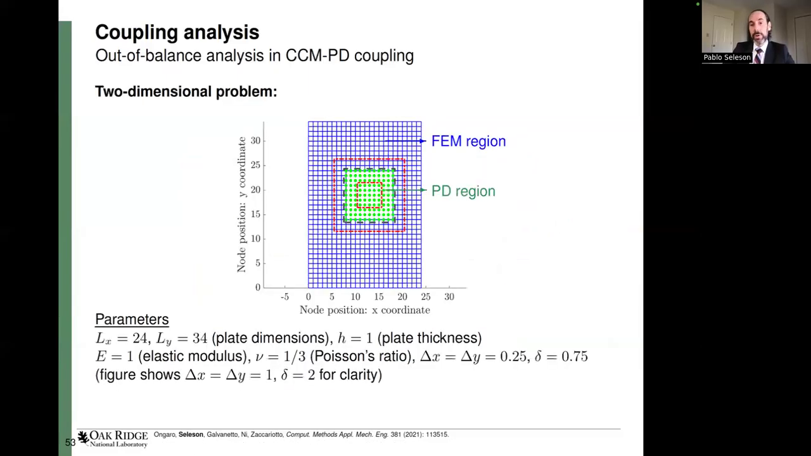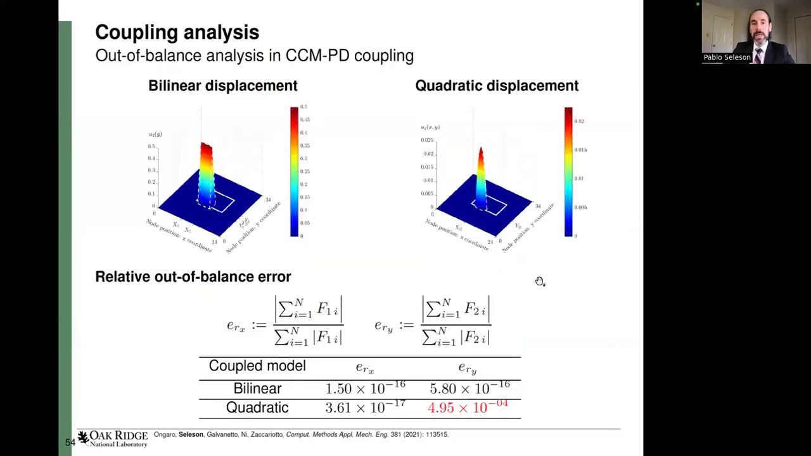Looking into a two-dimensional problem, we can look into a peridynamic region surrounded by a finite element region. So this is like a plate. And what we're going to do, first we're going to apply a bilinear displacement over a straight interface, and then a quadratic displacement over the interface. And again, we can confirm that when we have this bilinear deformation over the straight interface, the errors are negligible, but when we apply the quadratic one over the interface, then the error is not negligible, and this is consistent with the fact that errors arise with second-order derivatives over the straight interface.